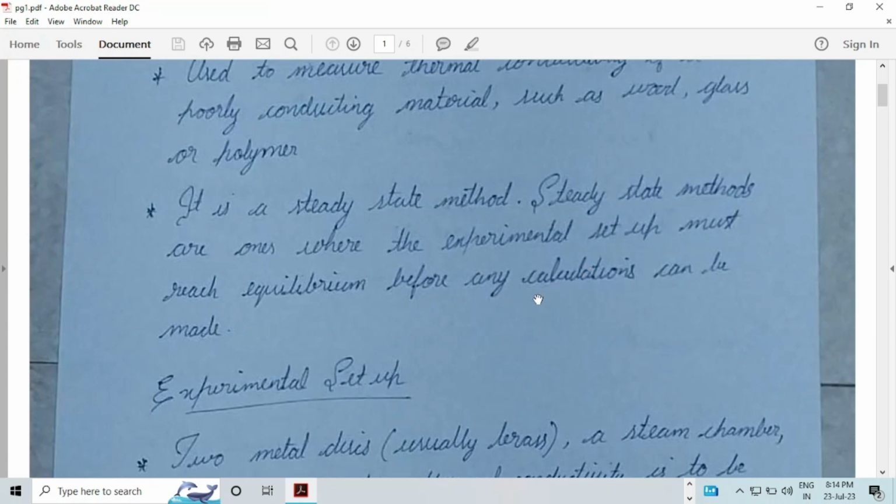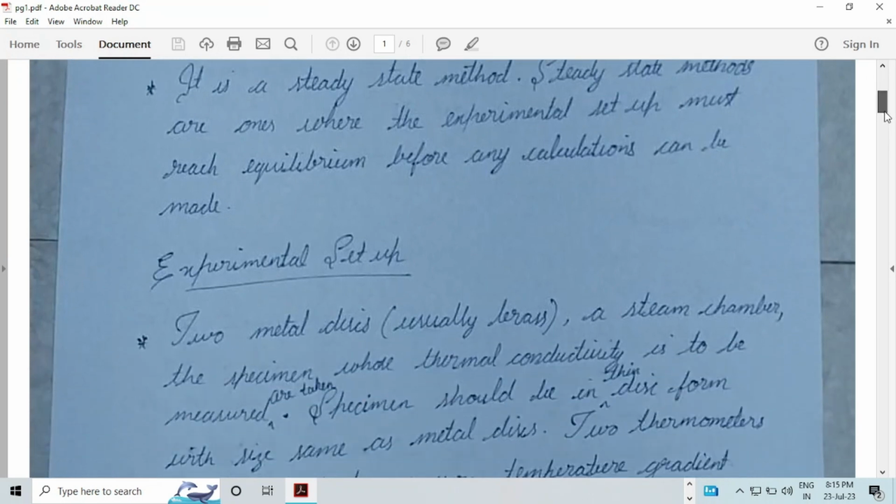Steady state means, consider a metal bar. If it is heated for some time, after some time each part of that metal bar measures a constant temperature. The temperature won't change with time. So that condition is called the steady state condition.